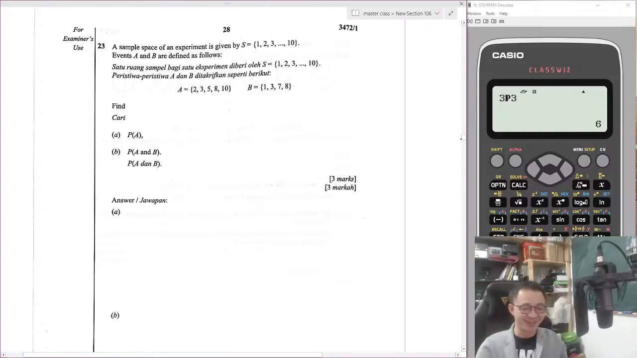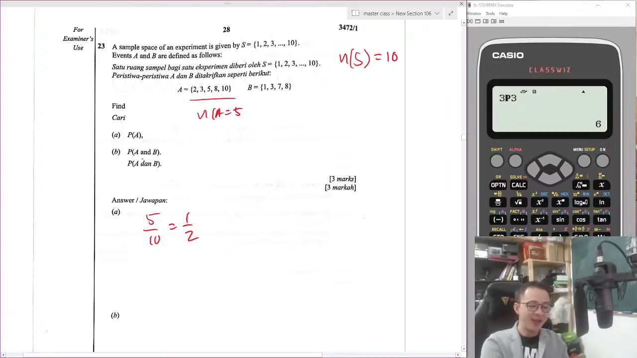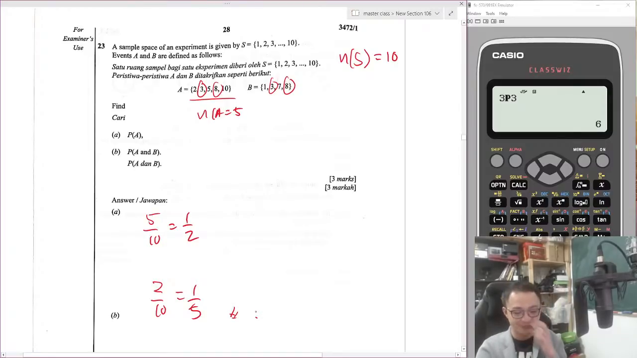Okay, this probability question is way too easy, even easier than a Modern Math probability question. When I read it, I thought it was a Modern Math question, but it doesn't matter. From 1 to 10, the number of sample space is 10. Probability of A, you have how many numbers? Number of A is 5, right? So A is 5 over 10, 1 over 2. For A and B, basically you want to find how many numbers intersect. 1, 2. So it's 2 over 10, it's 1 over 5. Okay, done.